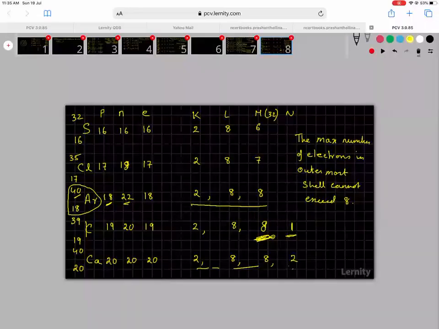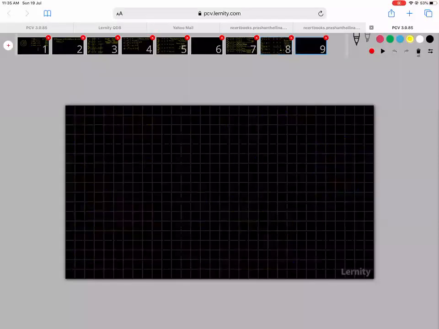Not a problem. After calcium is over, you have scandium, Sc. Calcium is 20 and 40, and scandium is 45, that is a predominant isotope. Then you have titanium. Titanium has 22 and 48.